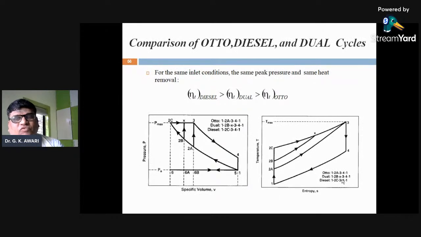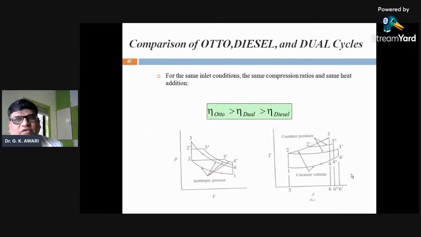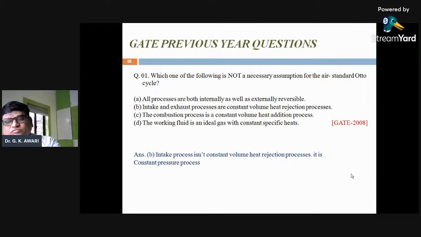Then for the same inlet conditions, we have studied this. For the same inlet condition, the same compression ratio, and the same heat removal, the efficiency of the diesel cycle is greater than the dual fuel and the Otto cycle. So earlier we have seen that for the same inlet condition, the same compression ratio, and the same heat addition. Now the second case we are seeing.